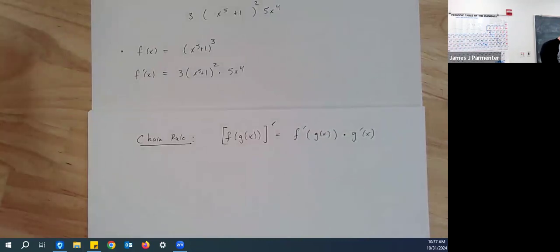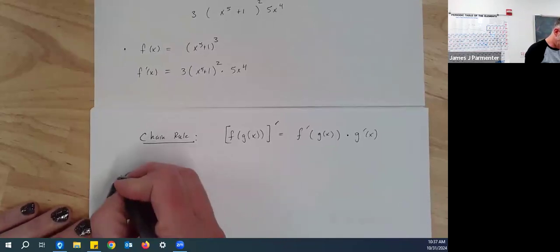Anything else I want to say about this really before I start doing more of this? There's a way to derive this rule. It's not that important though. You can take f of x to the nth power and then use the product rule n times and get n times f of x to the n minus 1 times the derivative of the inside.